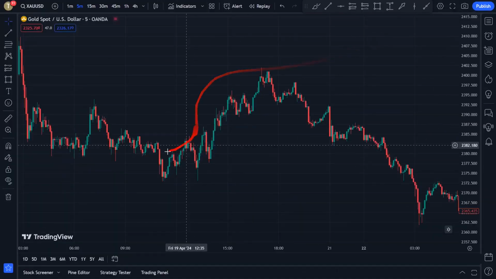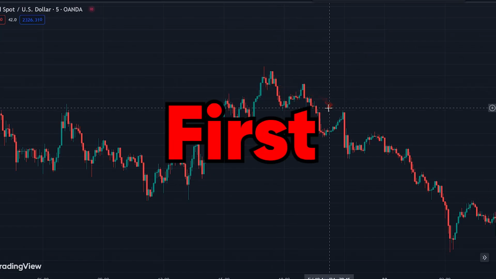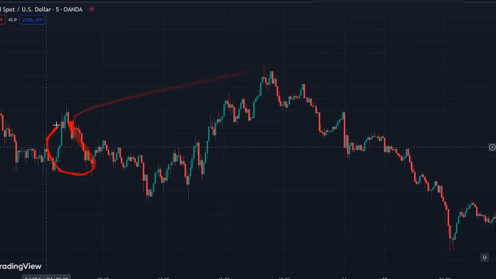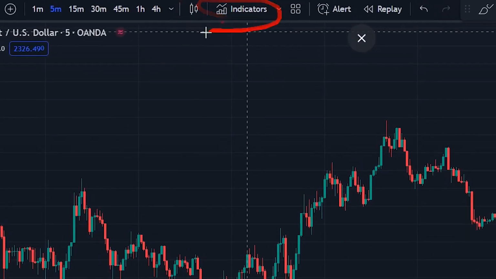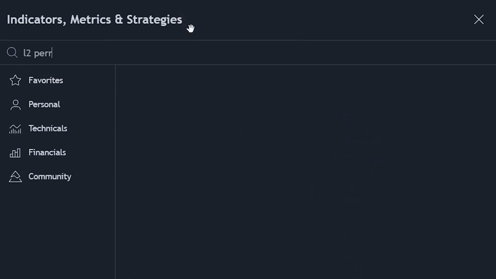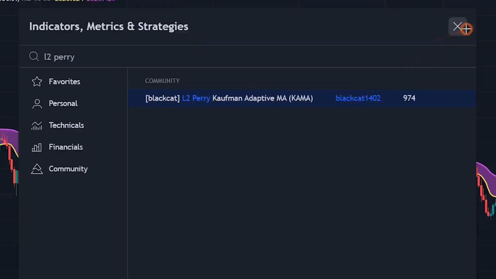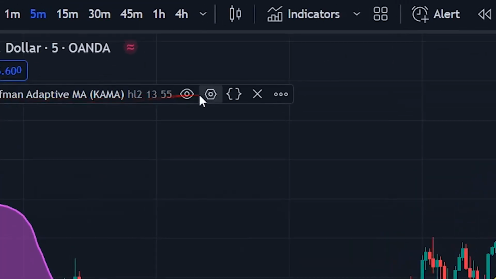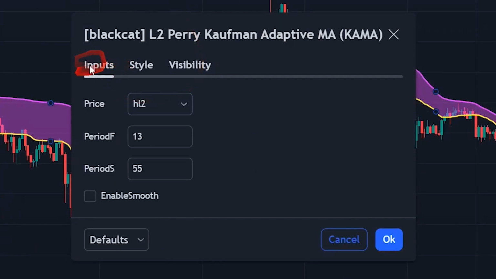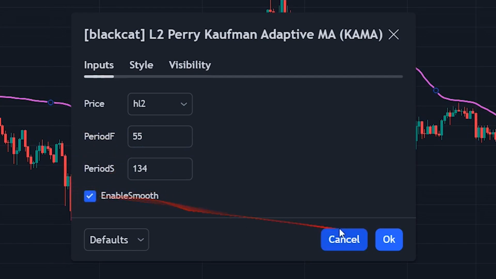In this trading strategy, we have two indicators that need to be added to the chart. So first, we add the first indicator to the chart. For this, go to the Indicator tab and search for L2 Perry Cuffman Adaptive MA. As you know, this indicator requires some adjustments, so we go into its settings. In the Input tab, change the fast period to 55 and the slow period to 134. Also, don't forget to check this box.